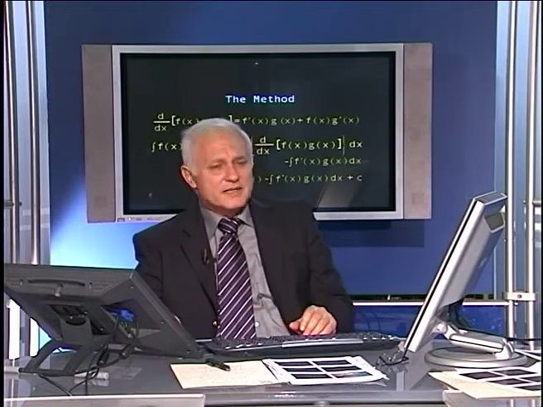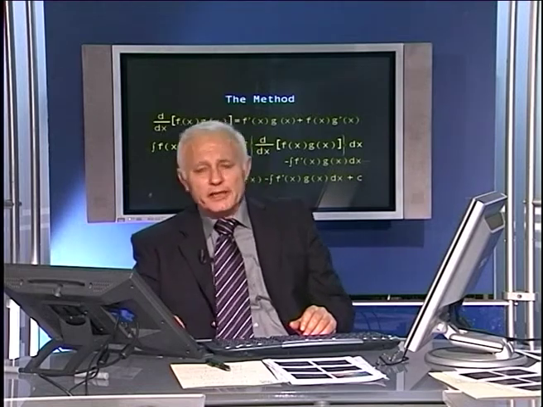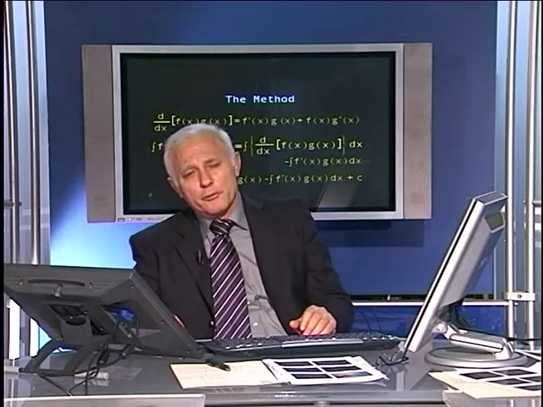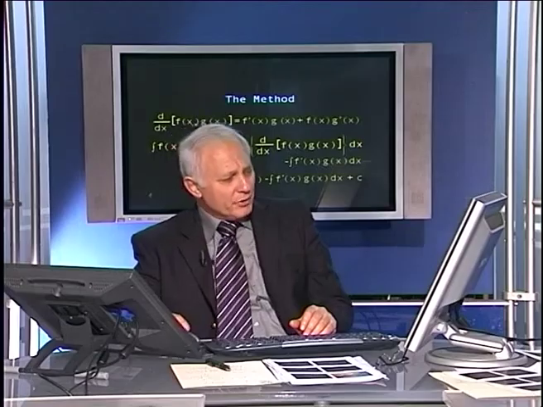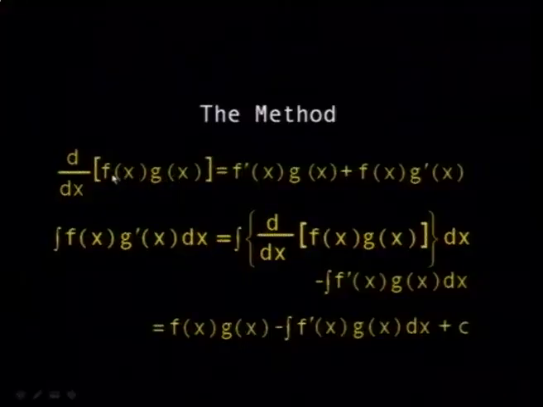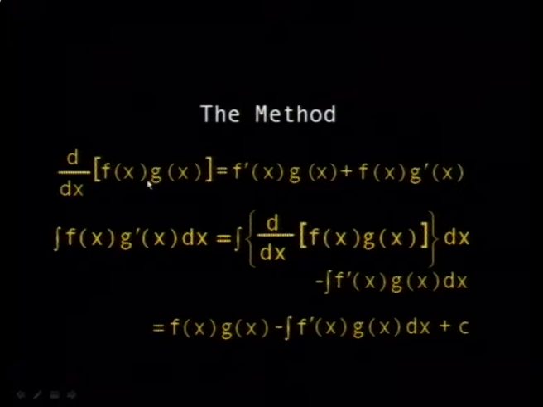The method relies upon the derivative of a product of two functions. When you have, for example, f and g, you know that the derivative of the product is equal to f dash of x times g of x plus f of x times g dash of x. Now, this is the formula we shall be using in order to extract the law that we shall be using in the integration by parts.